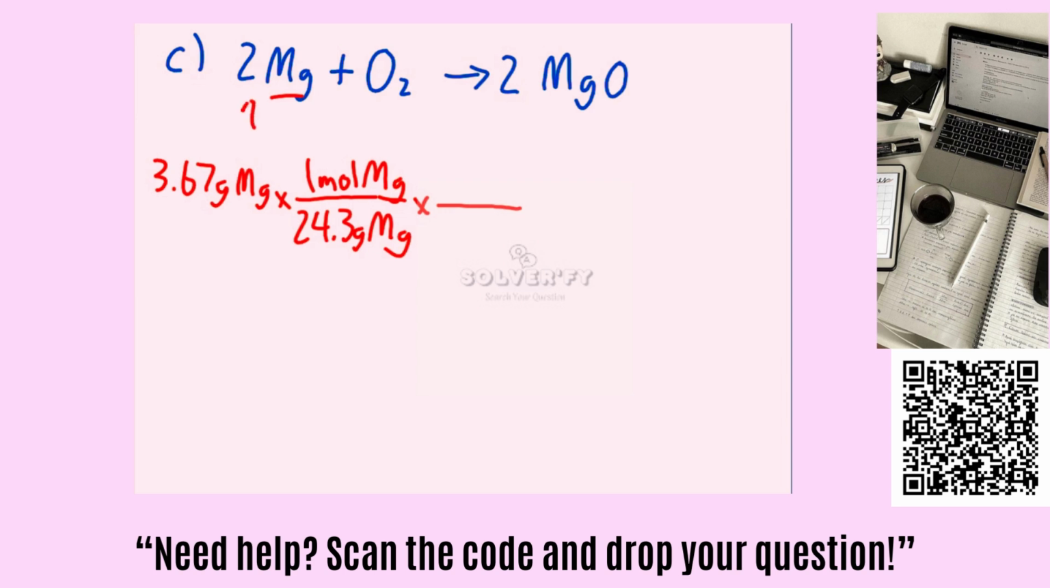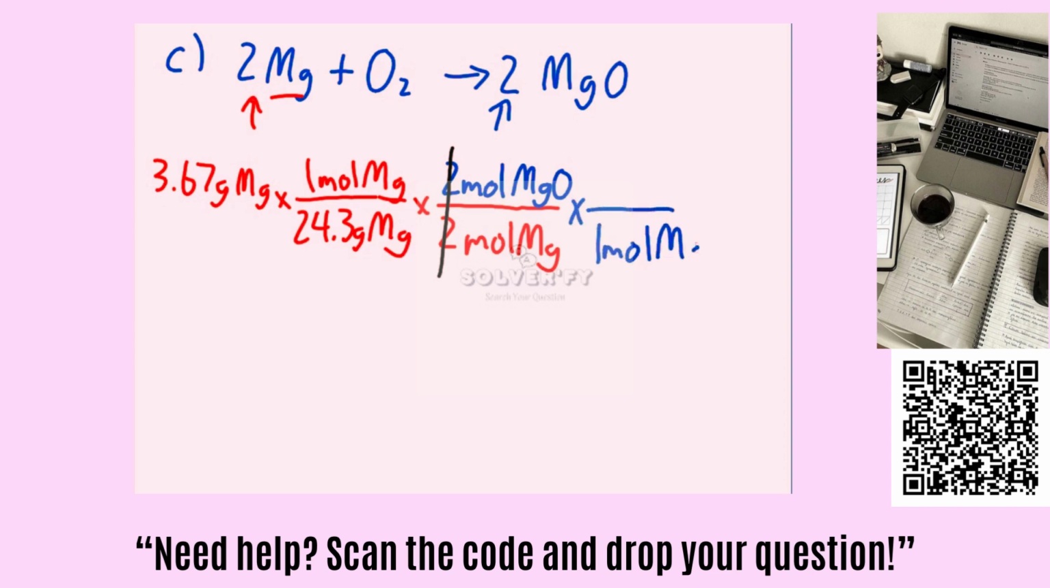Now this time we do have a coefficient, so in our mole ratio we'll have 2 moles of magnesium. But our product also has a coefficient of 2. So we can actually cancel these out, since 2 divided by 2 will be 1. And then let's convert our moles over to mass. Molar mass. Magnesium has a molar mass of 24.3 grams per mole. Oxygen has 16. Add it all together, you get 40.3.